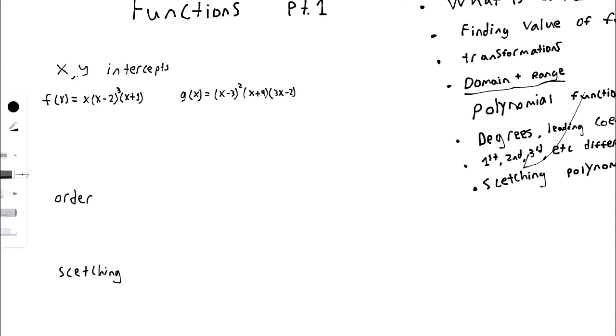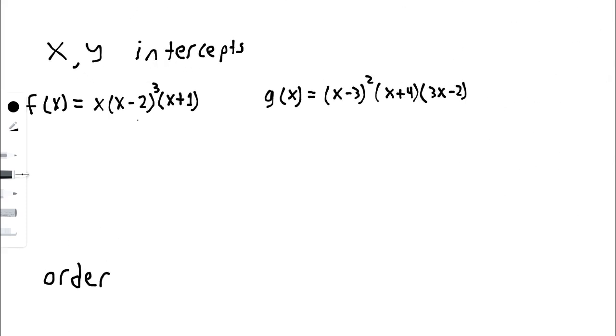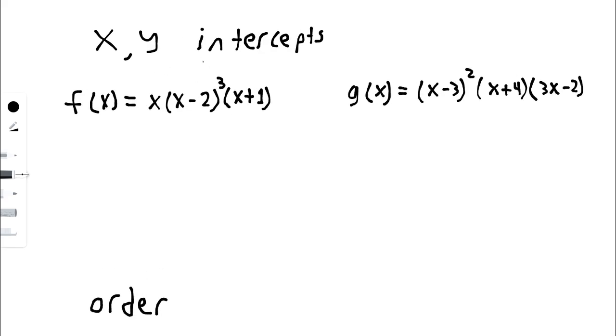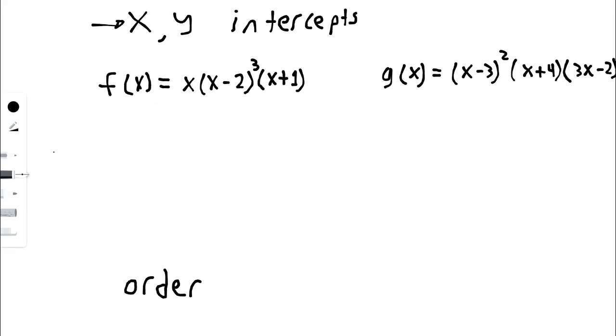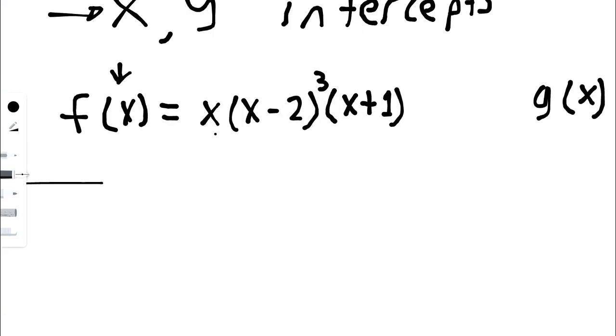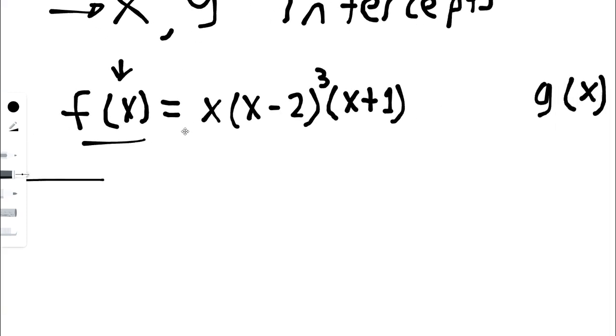Let's learn about x and y intercepts. I have 2 polynomial functions here, and now we're going to try to find the x and the y intercepts. We'll do the x-intercept first for this function. Remember what x-intercept means: whenever it hits the x-axis, which is this one right here. Whenever f of x equals 0, so whenever 0 equals all this, that is an x-intercept. So what values for x will make this equal to 0?